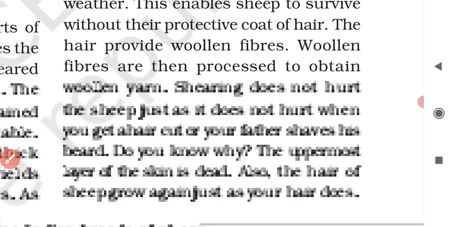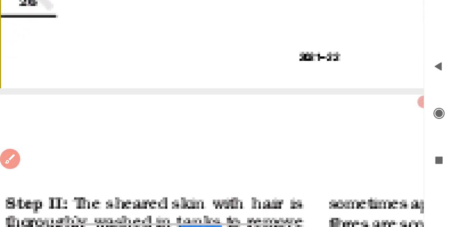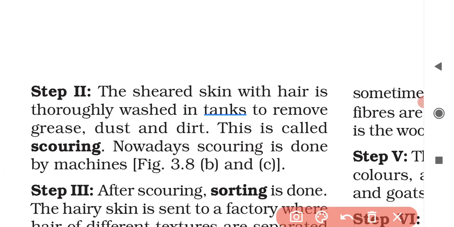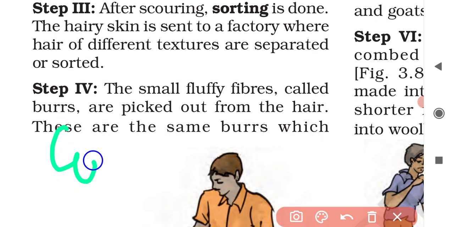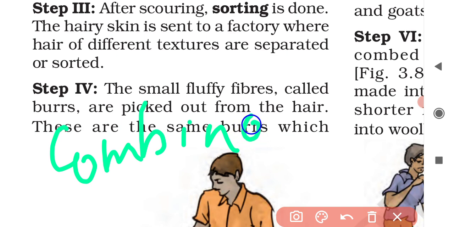Okay, then comes your scouring. The second step is what? Scouring. Then comes your third step, that is sorting. Then comes your fourth step, that is combing. Combing is not written over here. Okay, combing.